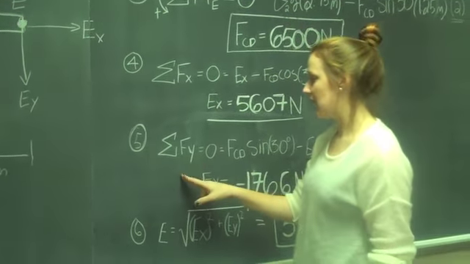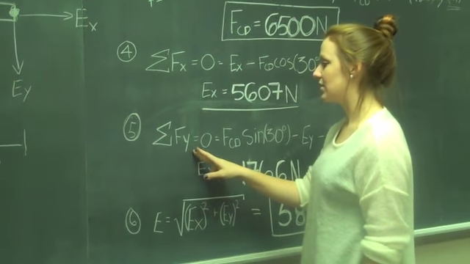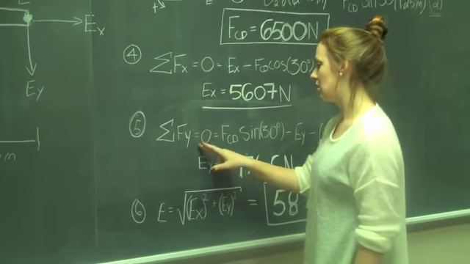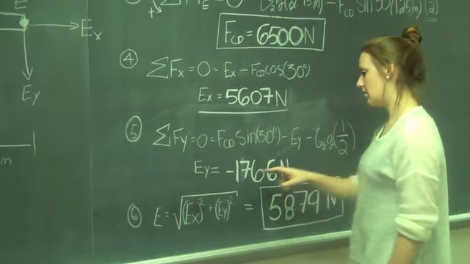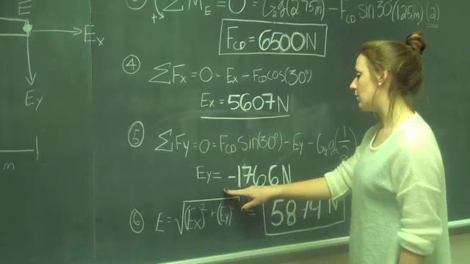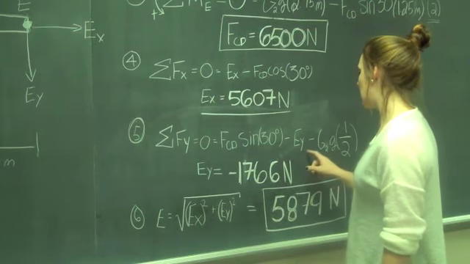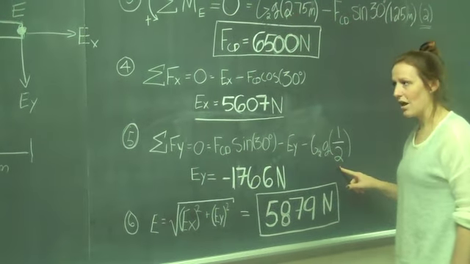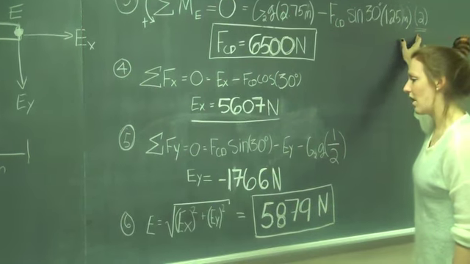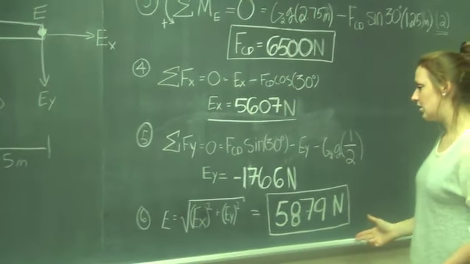Our fifth step is going to be to sum the components in the y direction, which will give us EY, which is going to equal negative 1,766 newtons. We have to divide it by 1/2 for the same reason that we multiplied it by 1/2 up here, because it's split in two.